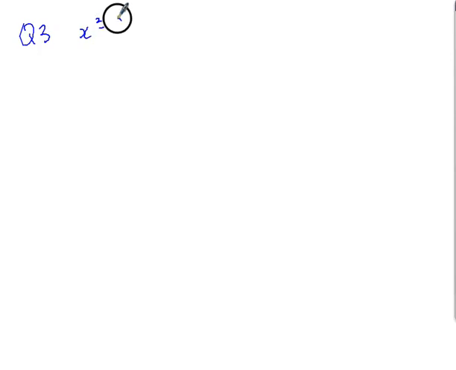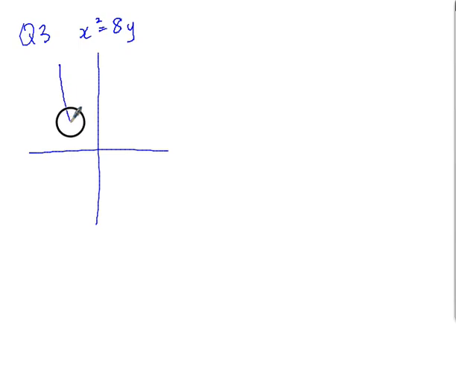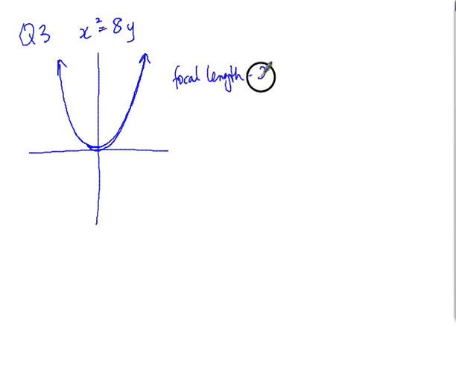x squared equals 8y. Is that concave up or down? Yep. What's the focal length? 4? 2. Focal length is 2. Alright, so the focus is here at (0, 2). What's the question asking? Find the equation of the focal chord that goes through another point, (-4, 2). So that'll be that point there.